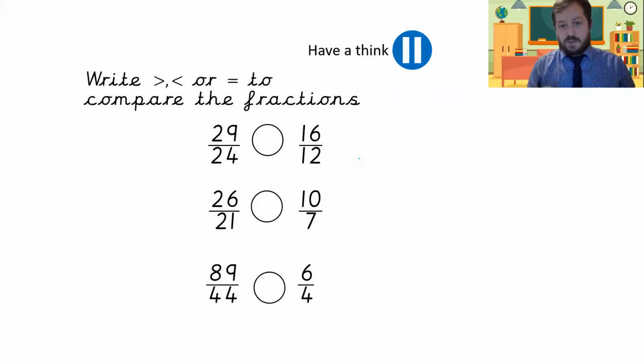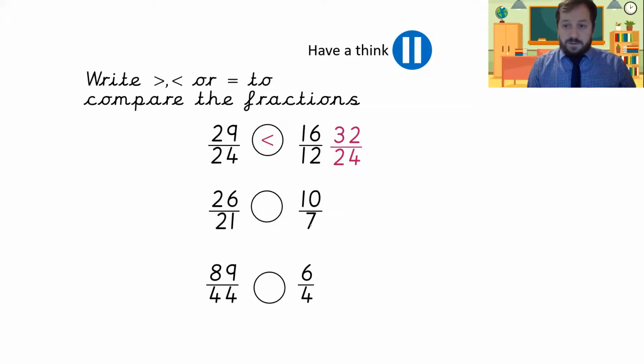So have a go. See about these ones. You are probably going to have to use your times table knowledge to help you. Have a go, see what you can do. Okay, so the first one, 12 can be put in terms of 24. It's timesing it by 2. So we times 12 by 2 to get 24, times 16 by 2 to get 32. We can then compare the two numerators, and 32 is bigger.